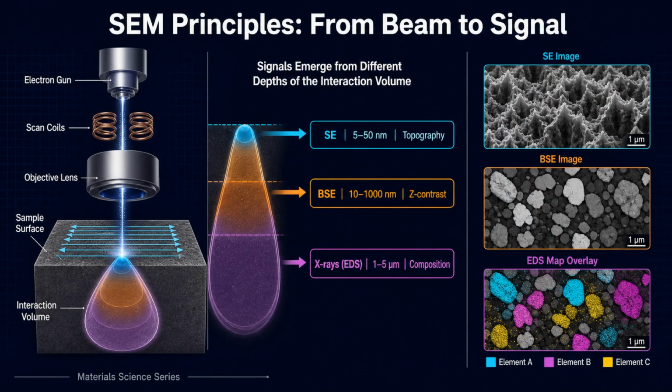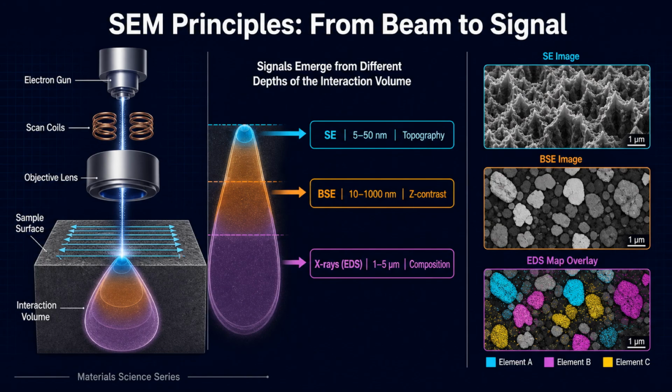Scanning electron microscopy complements TEM for surface imaging. Instead of transmitting through the sample, SEM scans a focused electron beam across the surface and collects emitted signals. The interaction between beam and sample produces several useful signals from different depths. Secondary electrons are ejected from the top 5 to 50 nanometers and are sensitive to surface topography. The familiar SEM images showing textured surfaces use secondary electrons.